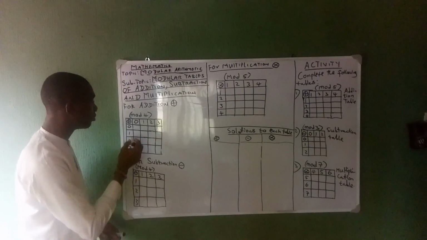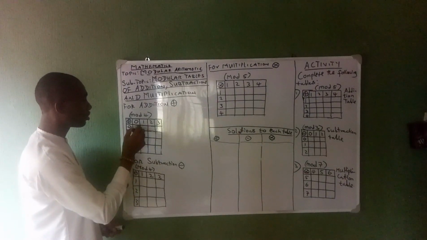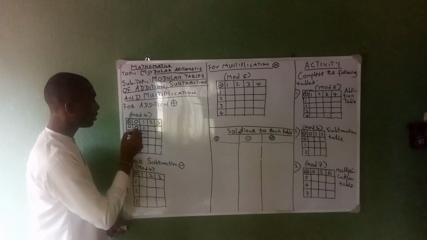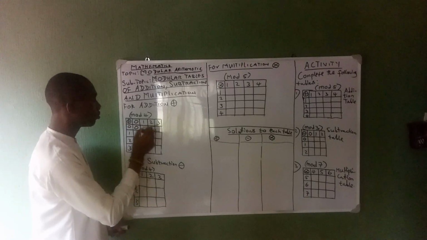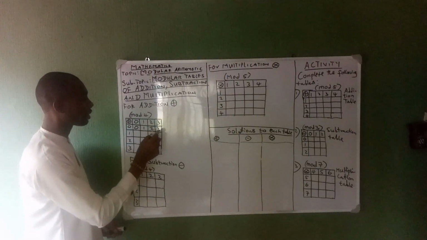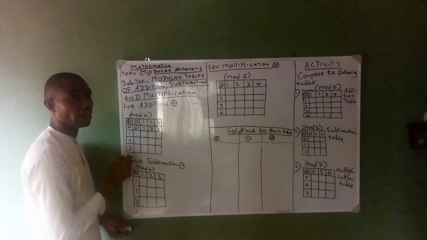In this addition table, 0 plus 0 will give us 0 here. 0 plus 1 will give us 1. 0 plus 2 will give us 2. 0 plus 3 will give us 3. All these are written in their pattern, because they are no more than 4.